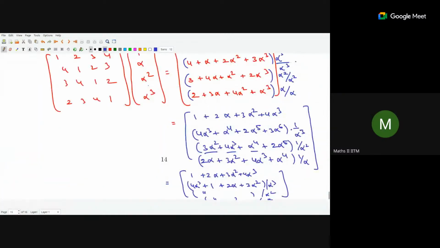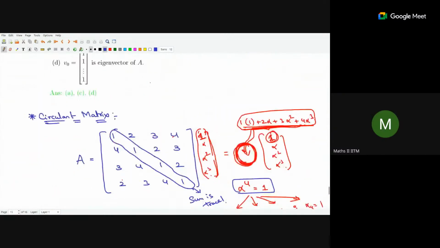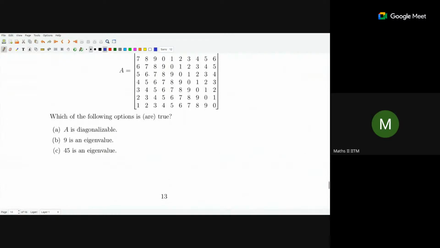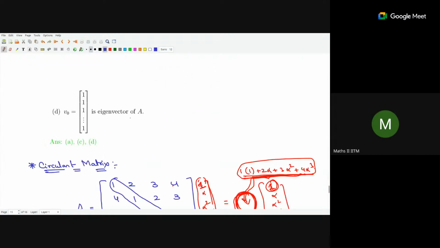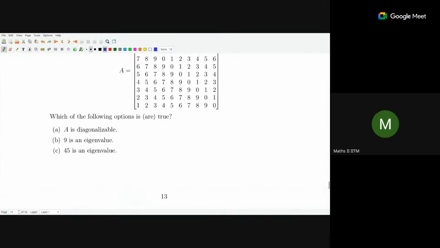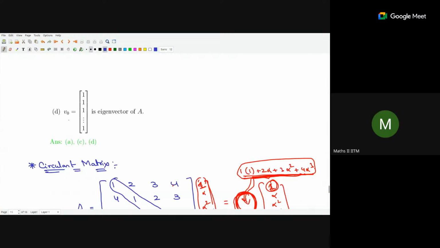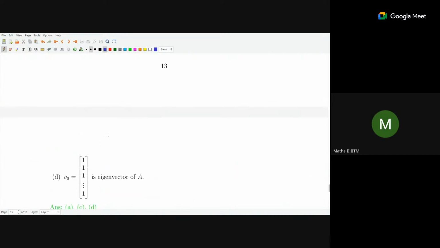Okay, so this is all about lecture 6.11. So you can go watch it out. I have briefly explained it, so you can solve these kind of examples also. So this is a circulant matrix. Once this is a circulant matrix, you can straight away see that if you just do the sum, whatever the sum is, 45, that will be one of the eigenvalues. Okay. So C, 45 is an eigenvalue, and D, you see, 1 1 1 1 1 1 is an eigenvector of A. So that D is also pretty straightforward.